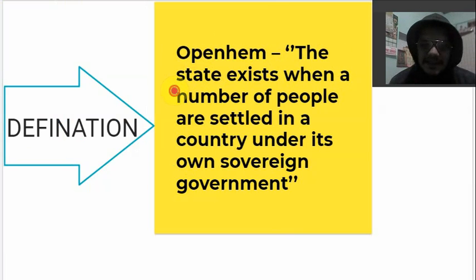Now, Oppenheim says the state exists when a number of people, meaning the population, are settled. He is using the word settled. So they are in one place in a country, a fixed territory. They are not scattered, not moving here and there. They are settled under their own sovereign government. It has a government, and that government has the power to express its free will without any foreign restrictions.